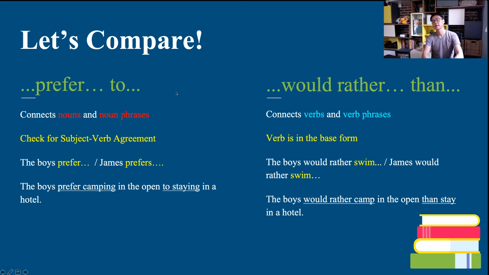I hope this has helped you to understand a little bit more clearly the difference between how prefer to is used and would rather than is used. They are similar in meaning but different in their usage. Okay, prefer to takes on nouns, would rather than takes on verbs. Right? Prefer to has subject-verb agreement, would rather than takes on the verb in its base form.